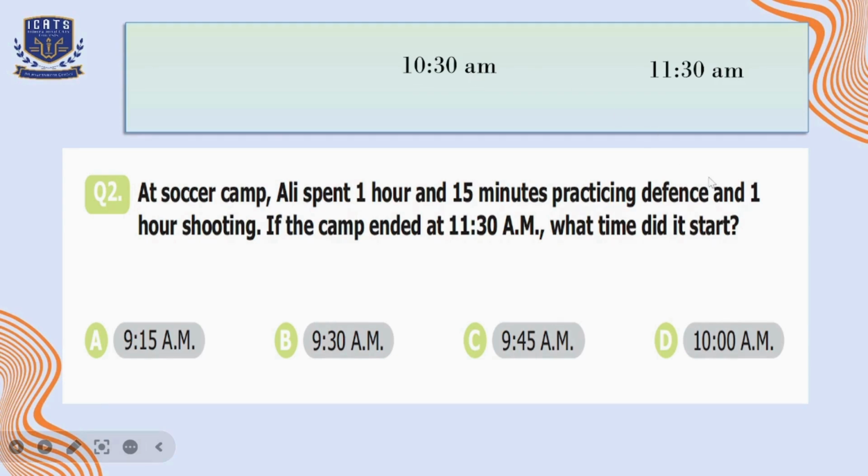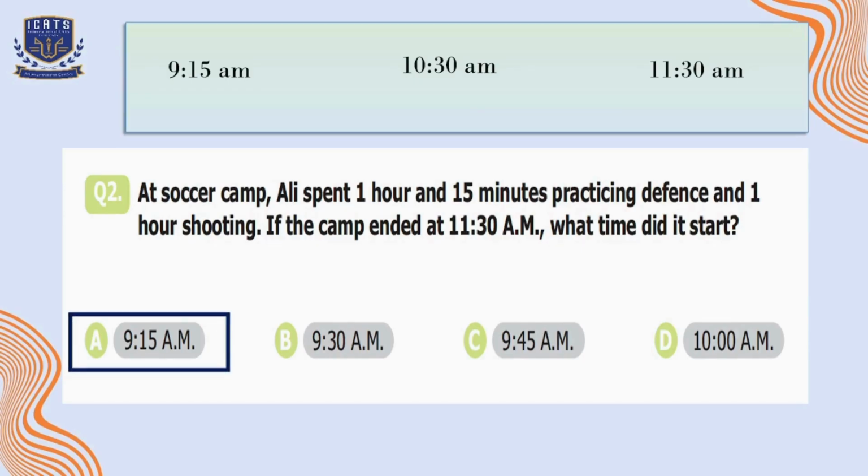But before shooting, he practiced defense for 1 hour and 15 minutes. So 1 hour and 15 minutes before 10:30 a.m. the time will be 9:15 a.m. It means it started at 9:15 a.m., which is our option A.